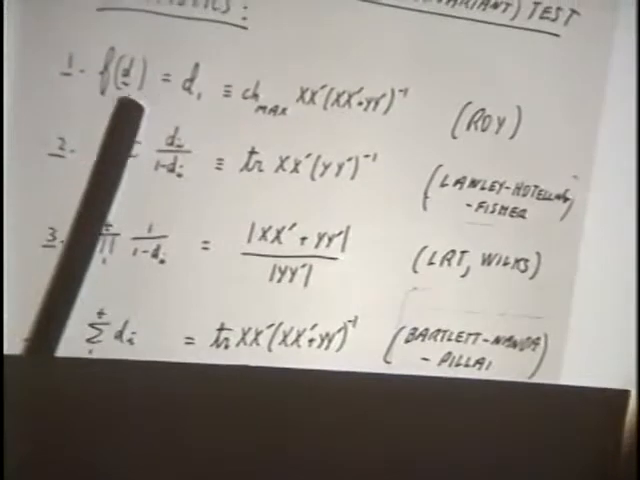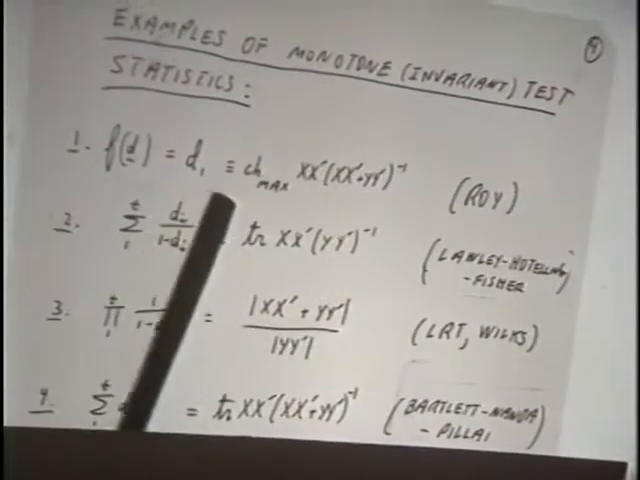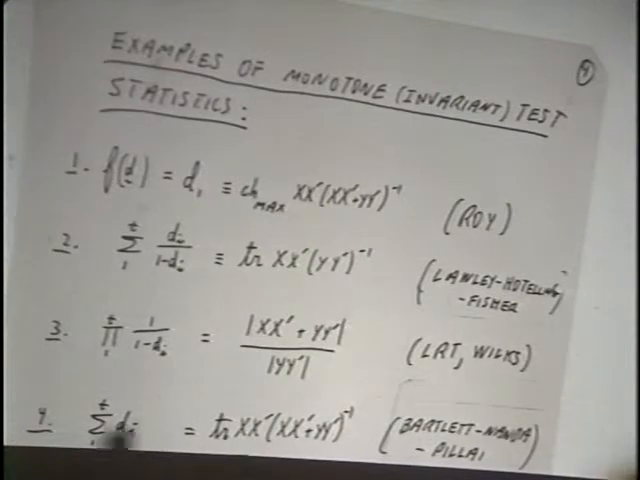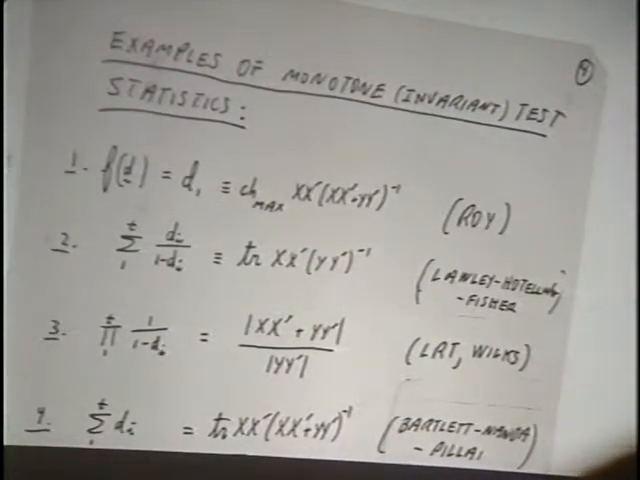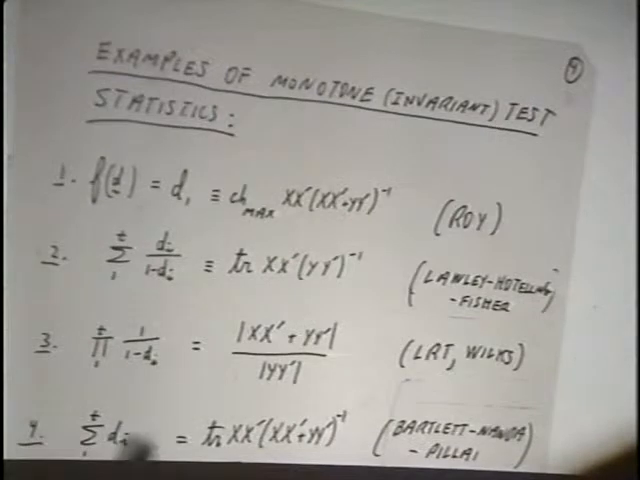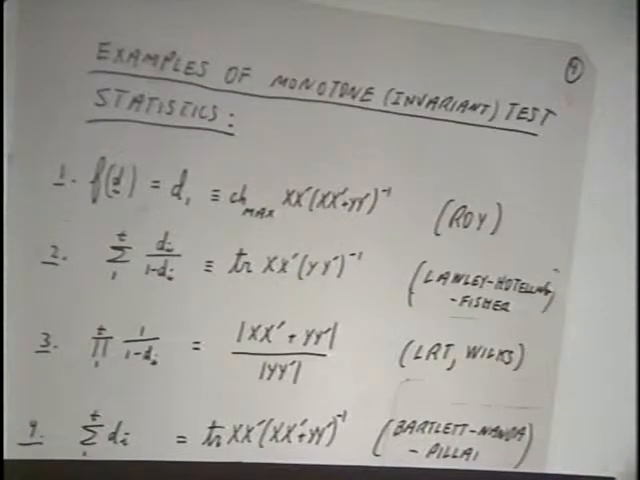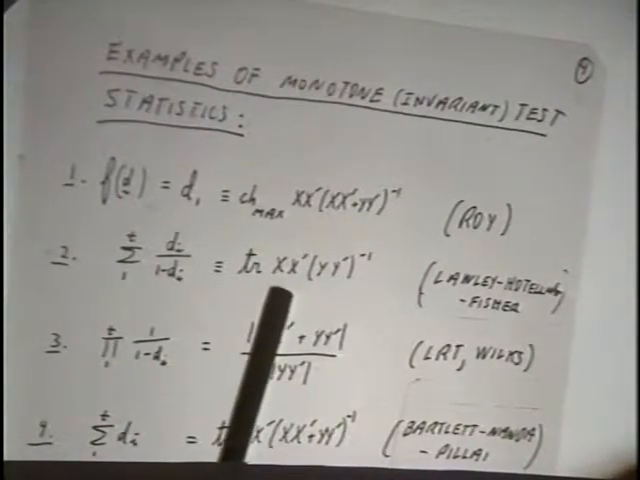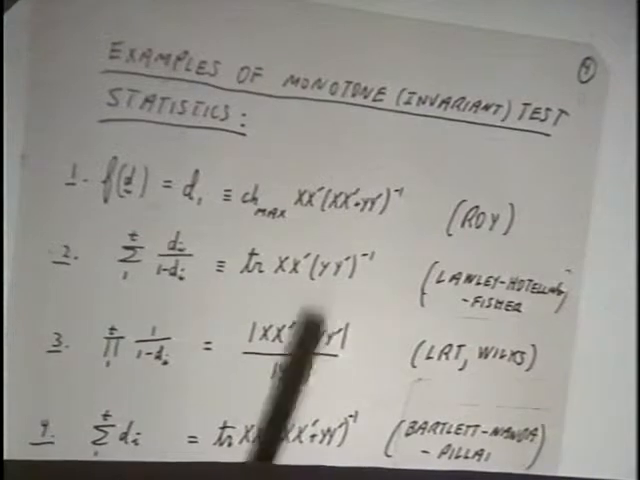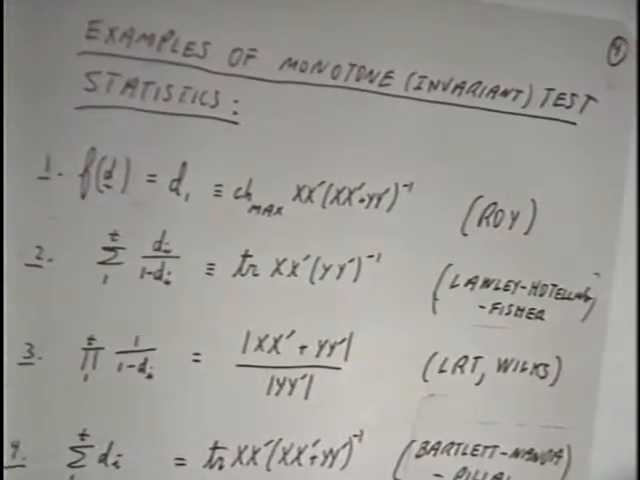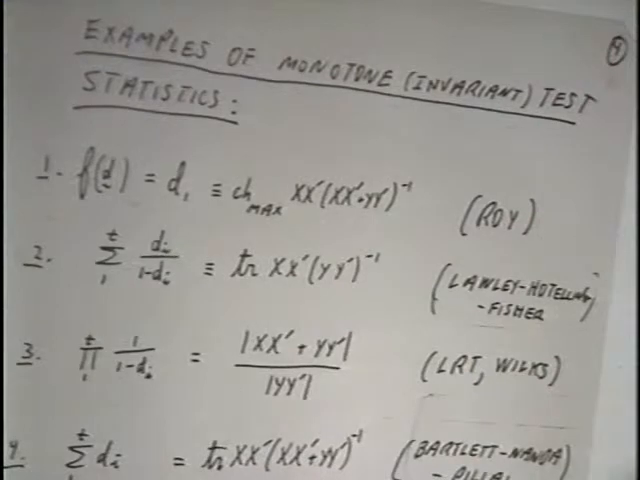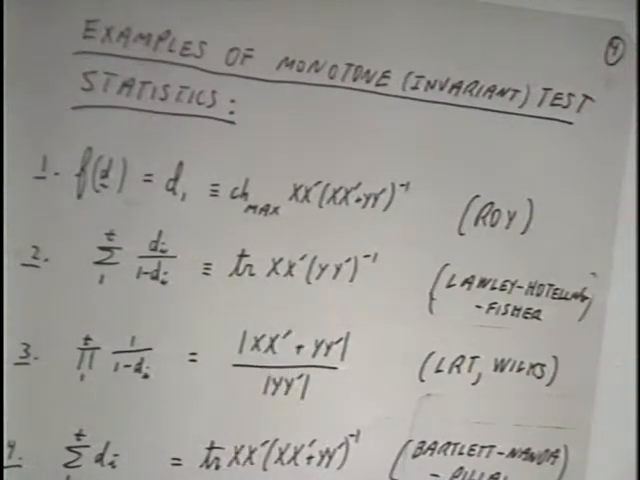Let me give some classical standard examples of monotone invariant test statistics. If f of d is d1, the largest eigenvalue of this matrix, that's referred to as the Roy statistic. If f is the summation of di divided by 1 minus di, that's the trace of xx transpose times the inverse of yy transpose. That's the Lawley-Hotelling statistic, and Professor Rao reminded me also Fisher, first Fisher, I suppose, trace statistic.